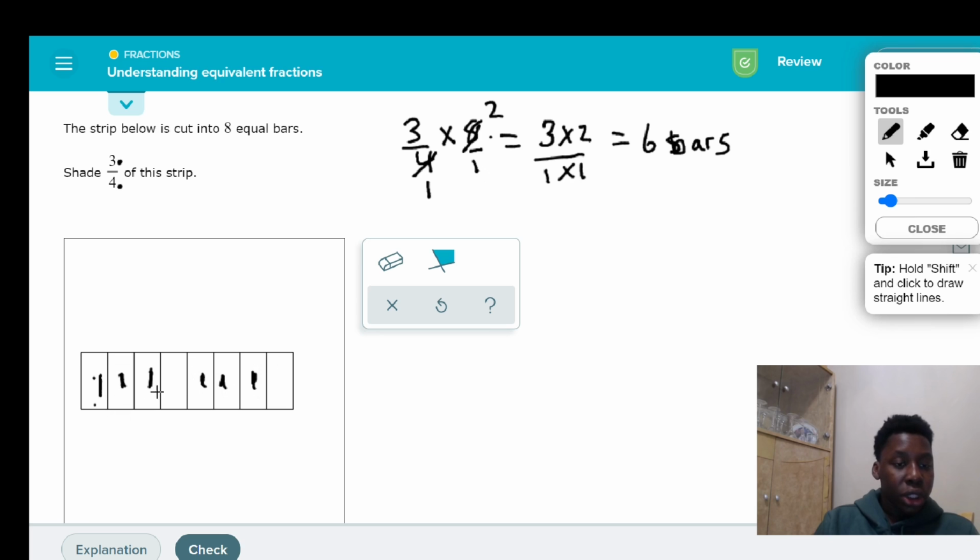So when we count these shaded parts together, this is 1, 2, 3, 4, 5, 6. It gives us six parts, right? So we have to shade 6 bars. So either way, if you use this example or this, it doesn't really change anything. It's the same thing. So okay, so let's shade this. This is 1, this is 2, this is 3, this is 1, this is 2, this is 3. So let's check that.